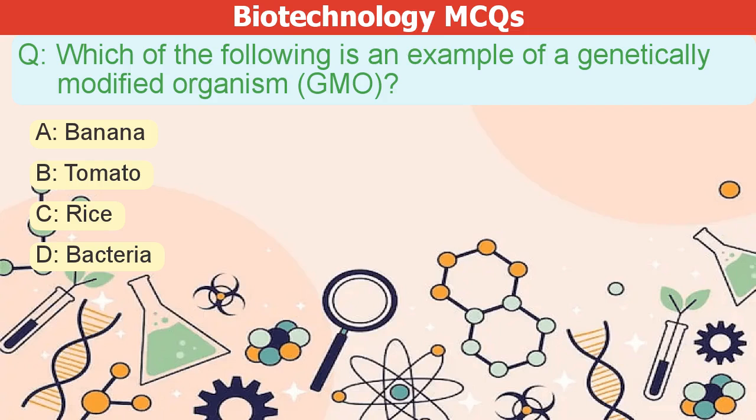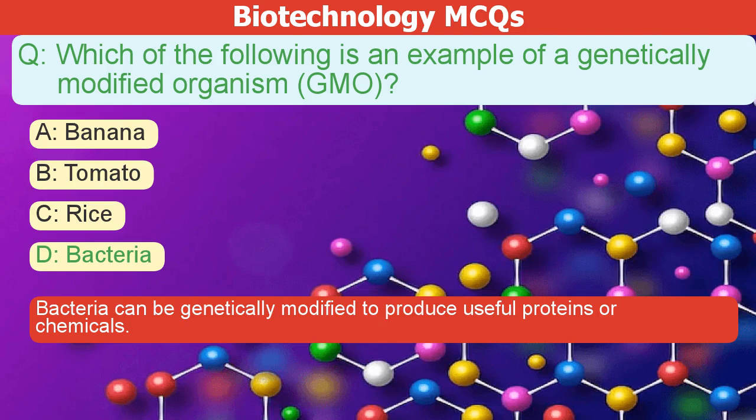Which of the following is an example of a genetically modified organism, GMO? A. Banana. B. Tomato. C. Rice. D. Bacteria. The correct answer is D. Bacteria can be genetically modified to produce useful proteins or chemicals.